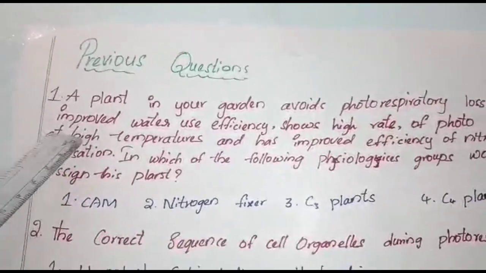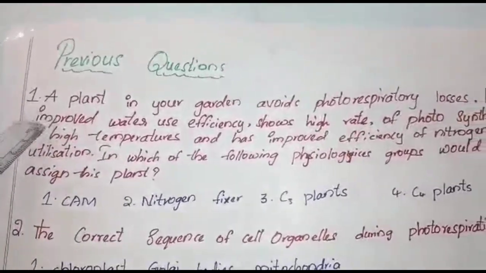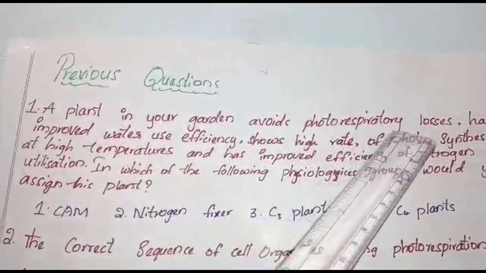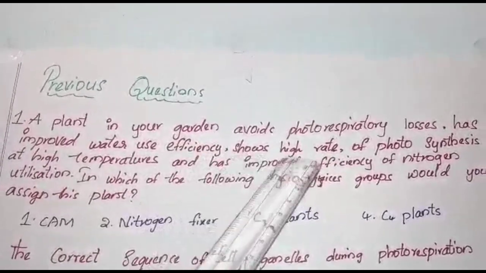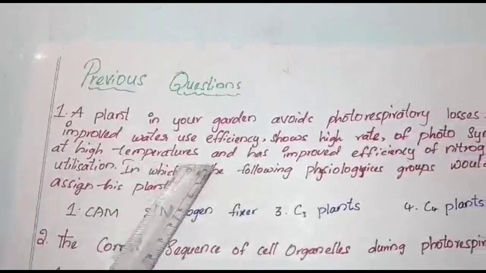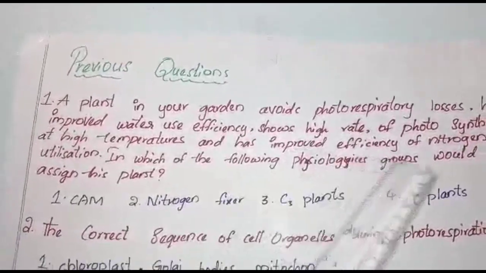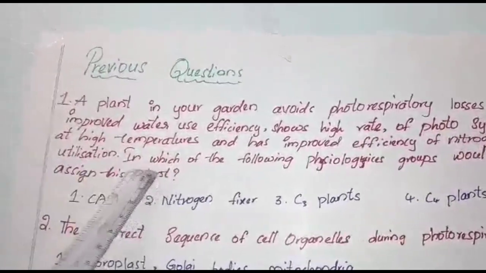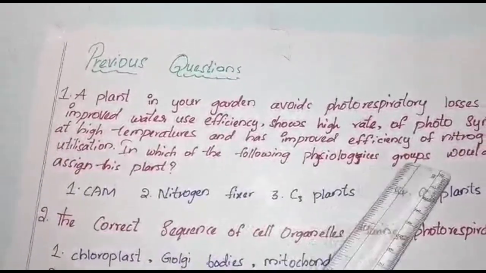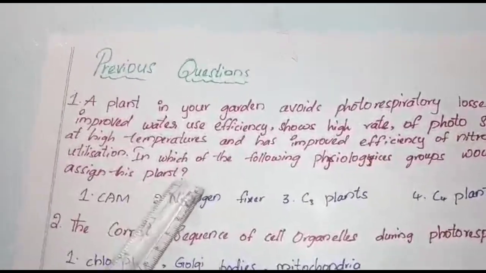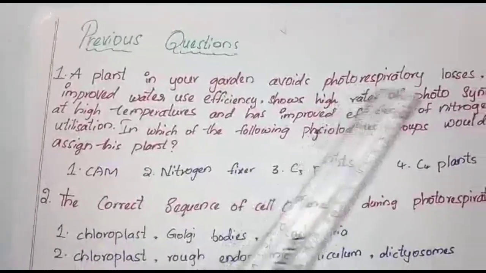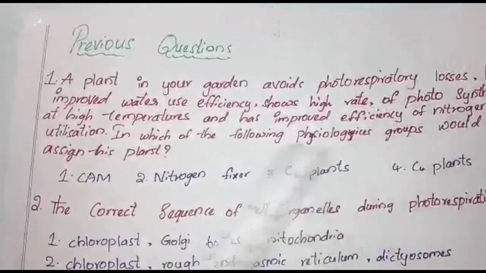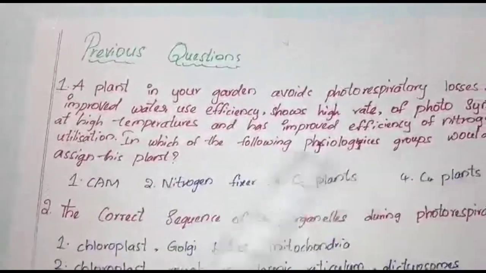From previous questions, from today's discussed topic, we can see a few. First question is: a plant in your garden avoids photorespiratory losses, has improved water use efficiency, shows high rate of photosynthesis at high temperature, and has improved efficiency of nitrogen utilization. In which of these following physiology groups would you assign these plants? Means these plant species live at high temperature, the loss by photorespiration does not take place, and they have the maximum photosynthesis process at high temperature.